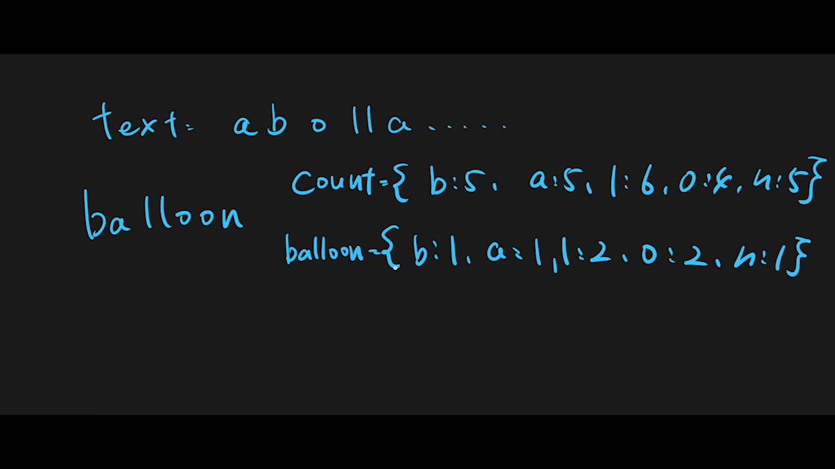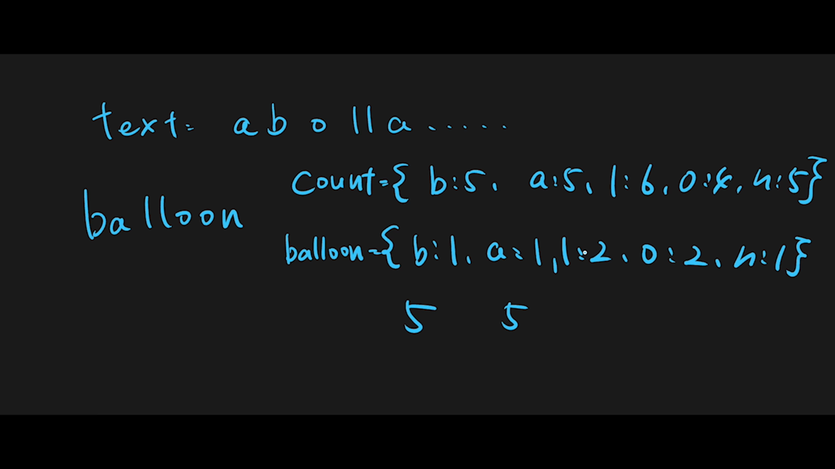Why do we need to divide? The reason is very simple. We are calculating how many complete copies of balloon each character can contribute to. For example, if there are 5 B characters in text, then B could potentially support 5 copies of balloon because only one B is needed per word. So B gives 5. How about A? We need one A, but the count has 5 A's, so potentially A supports 5 copies of balloon.